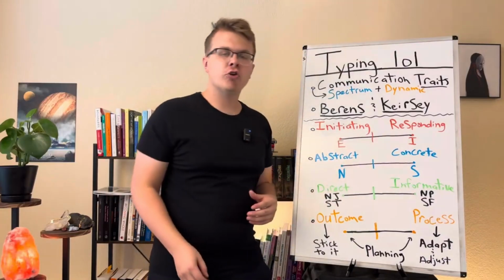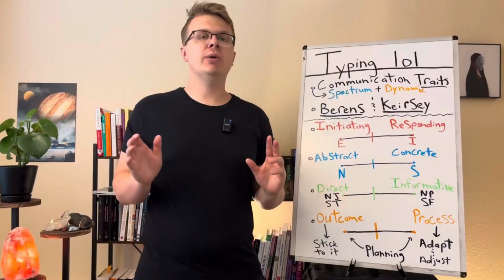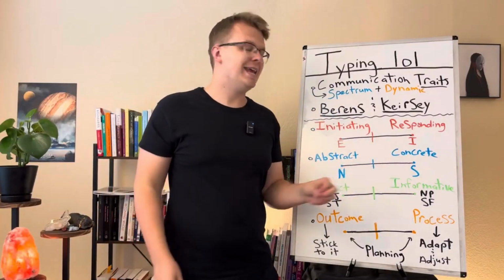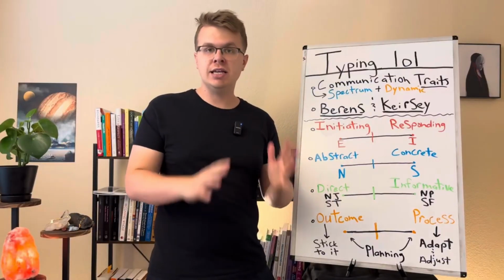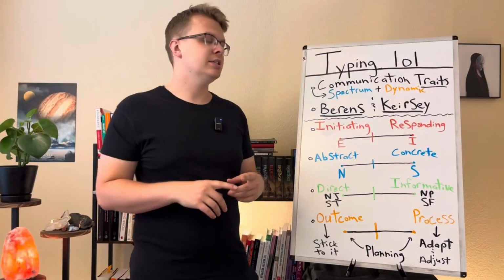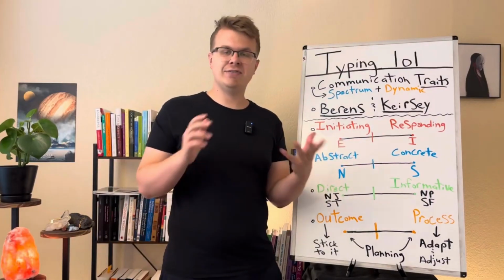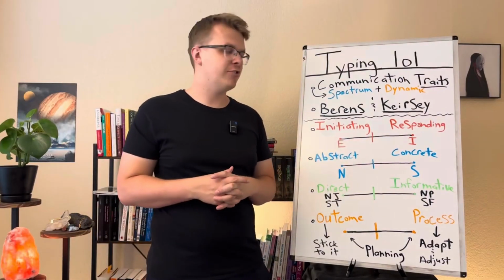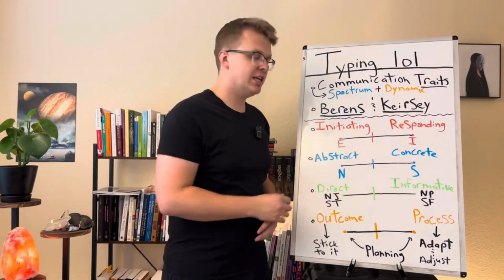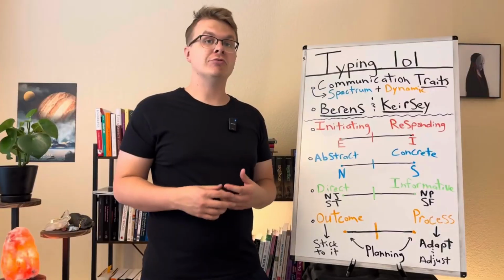The 8 types that are informative, that are more about supplying information and not necessarily being straight to the point. This is the NPs, the NFPs, ENFP, INFP, and then the NTPs, the INTP and ENTP. And also the SF types, these are the SFJs and the SFPs. So those 8 types are more informative. These 8 types, the NJs and STs, are more direct.